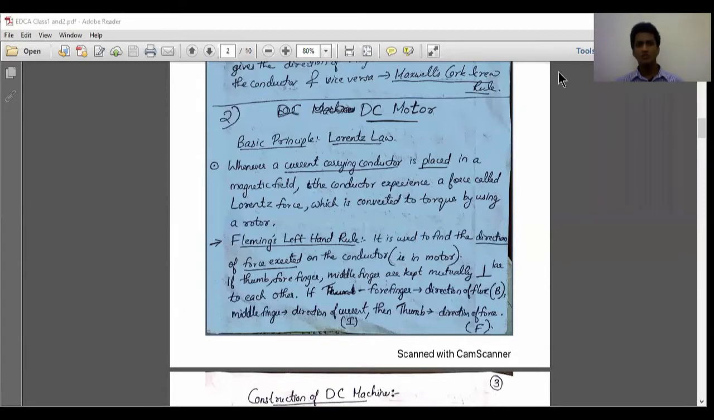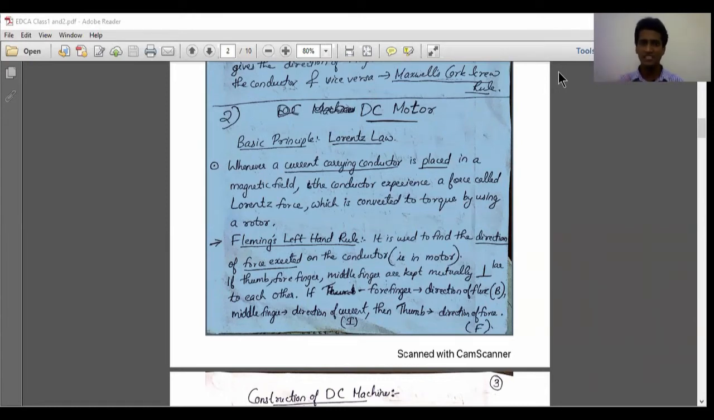Now let us move on to DC motor. The basic principle behind DC motor is Lorentz law. As we have discussed in case of DC generator, mechanical energy was converted to electrical energy. So the basic principle was the conductor is moved in a magnetic field. That means we are applying mechanical energy. Then due to change in flux linkage, EMF is induced in the conductor. That means we are getting electrical energy as output.